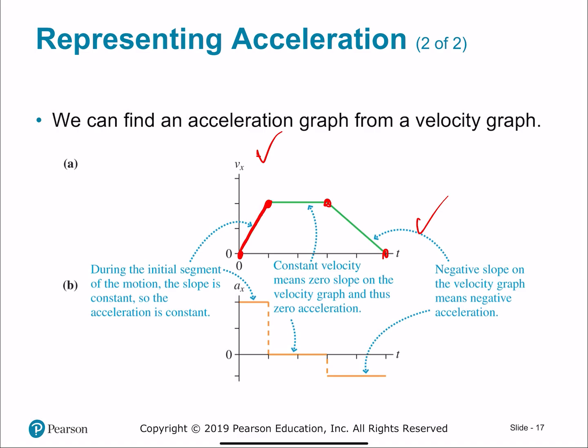During this stage, what is the acceleration? Well, the velocity doesn't change, so the acceleration is 0. And then in going from here to here, what happens? The velocity goes from some value to 0. The velocity is decreasing, so that is a negative acceleration.